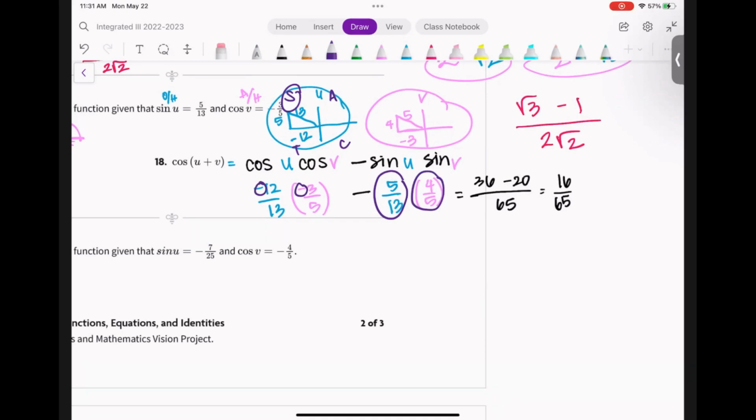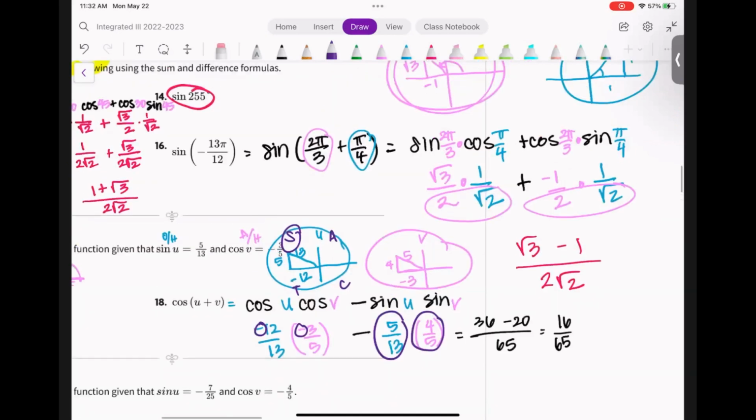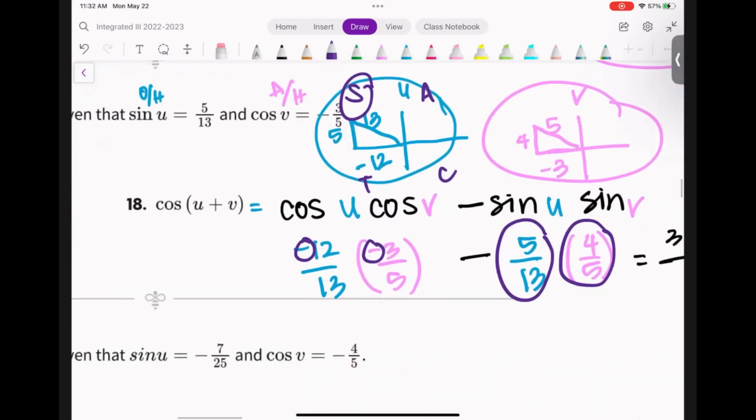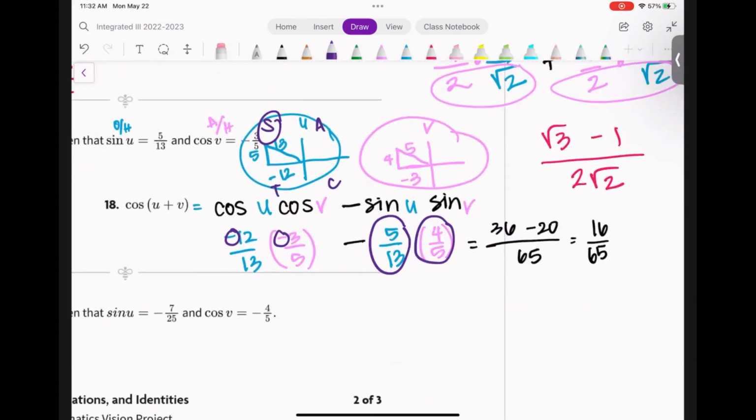So for the most part, this problem right here is a lot more doable because they gave you everything. They gave you the sine, they gave you the two parts, right? As opposed to this problem up here, you had to labor to find what two angles would create that same negative 13 pi over 12. Right here, they gave them to you. They gave you the U, they gave you the V. And you're like, hey, Miss Johnson, they didn't even tell us what angles U and V were valued at, like which radian or which degree. You don't have to know that, right? Because they just wanted you to find the cosine of it. So there's my answer. It's 16 over 65.